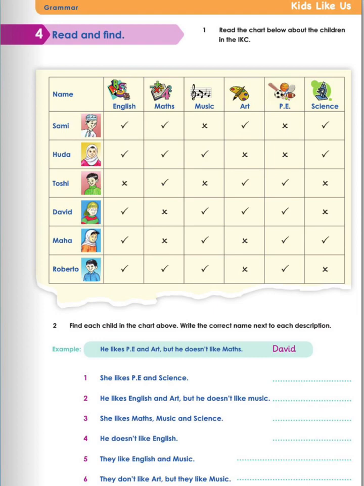So all these children like and dislike subjects. To find each child in the chart above, write the correct name next to each description. For example here, he likes physical education and art, but he doesn't like math. So who is this child? It's David. Correct. Now I will give you time to solve the rest of the children. Are you ready?